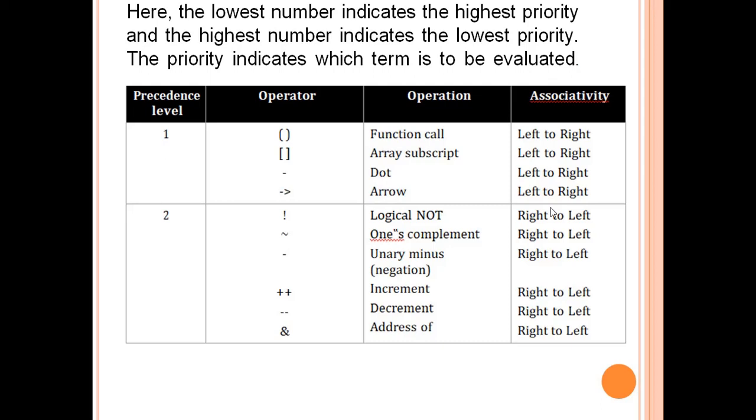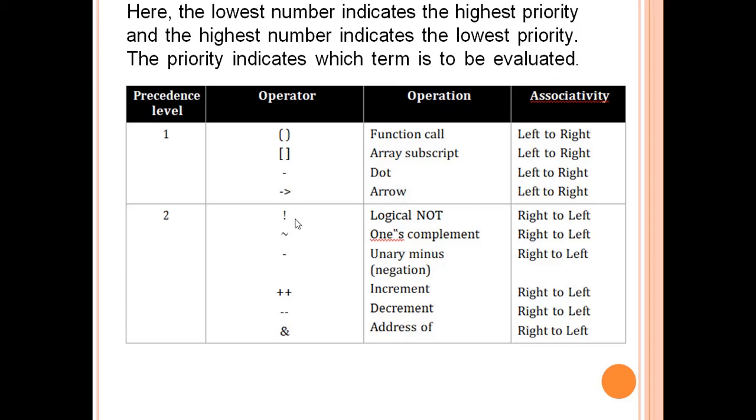There are different types of operators available in C. First, consider the function call operator, which is used to represent the function call. The associativity of the function call is left to right, the associativity of array subscript is left to right, the dot operator has associativity left to right, and similarly the arrow operator also has associativity left to right.